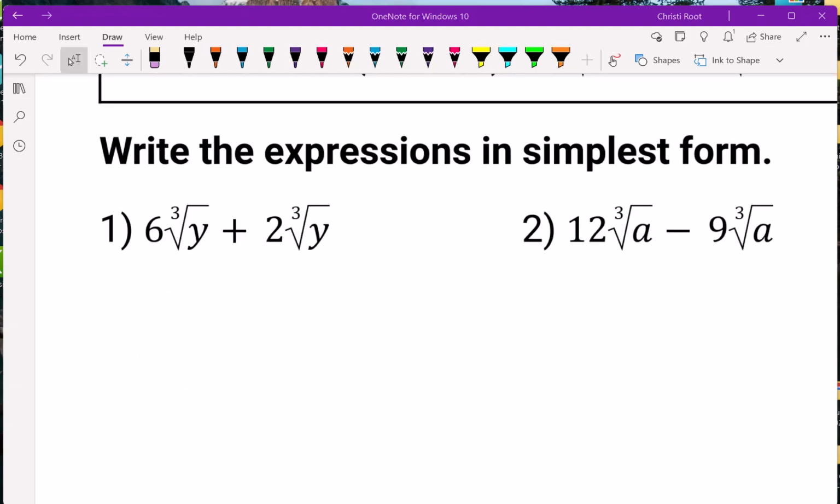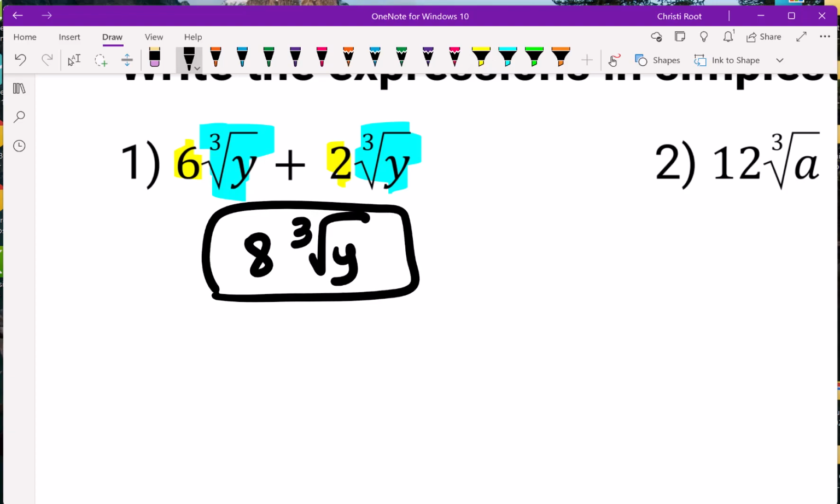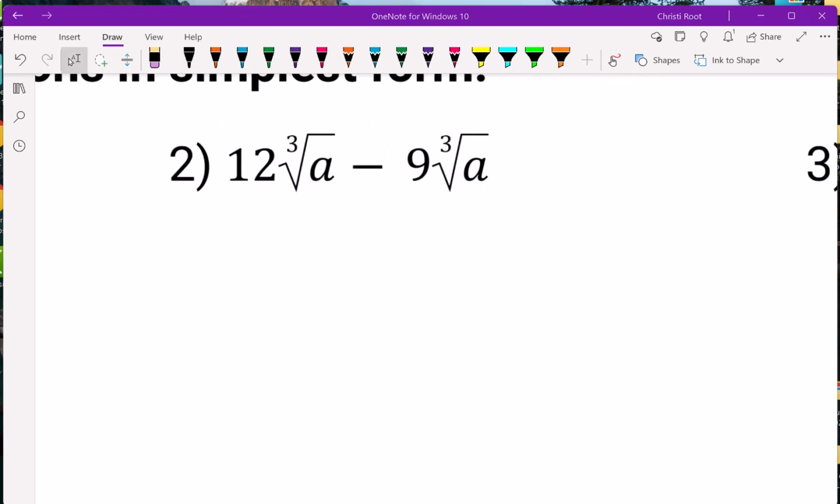All right, so I've only got 3 more, and the only difference between the top part and this part is that we have variables in here. So if you look at that, you have the same index, you have the same radicand, so all of this is the same, which means I can add the 6 and the 2, and I wind up with 8 cube root of y. Okay, so on this one, I'm not seeing any trouble, so it looks like we're just ready to go. So 12 minus 9 gives me 3 cube root of a.